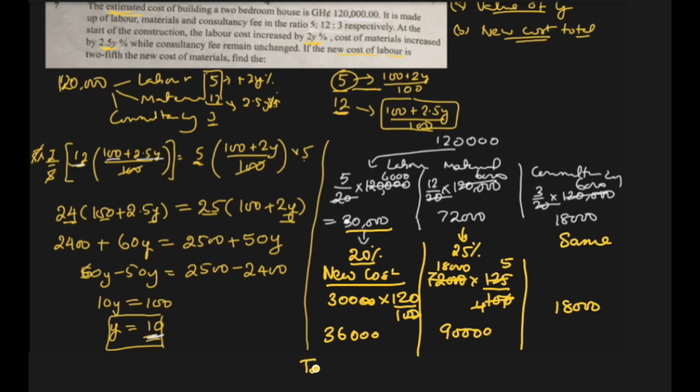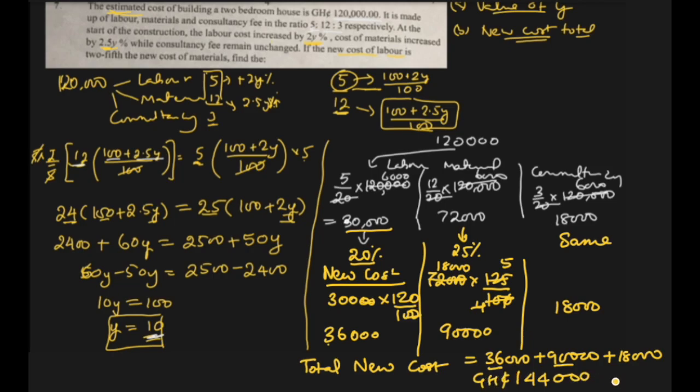So total new cost comes out to be 36,000 plus 90,000 plus 18,000. So 36, 90 will be 126 plus 18, 144,000 Ghana cedis. This is the new cost after the increase.